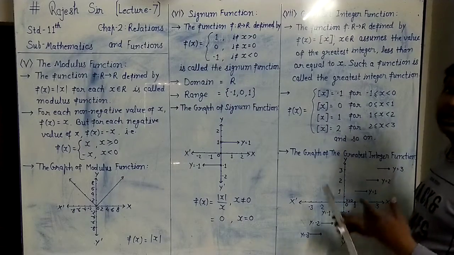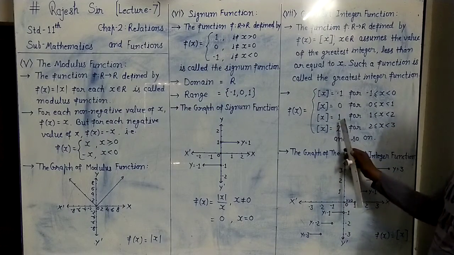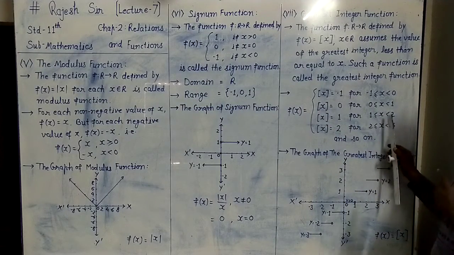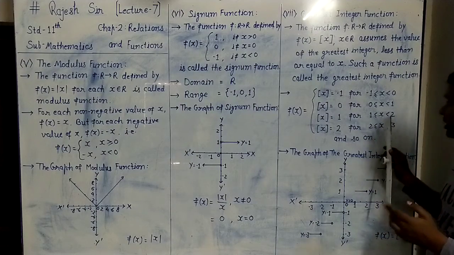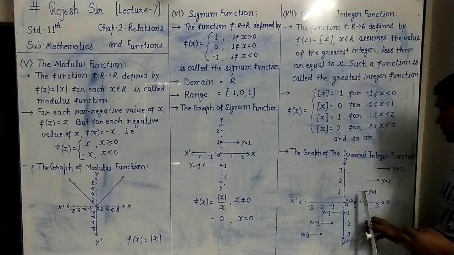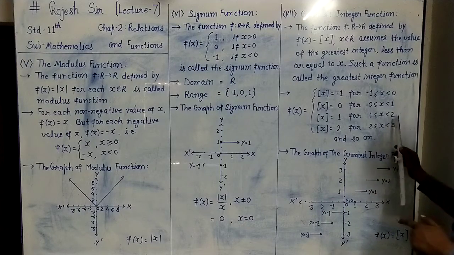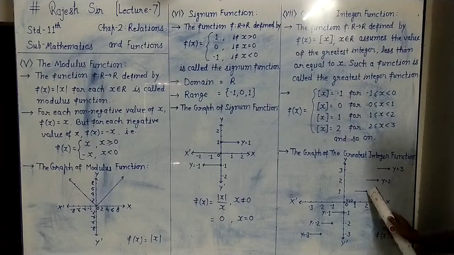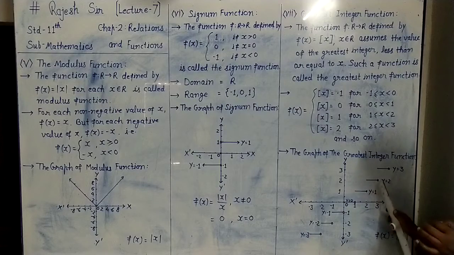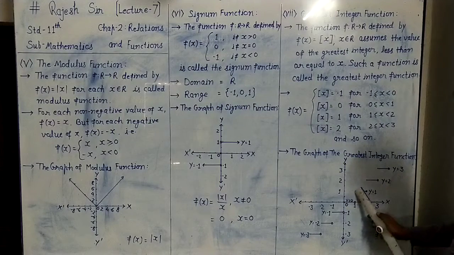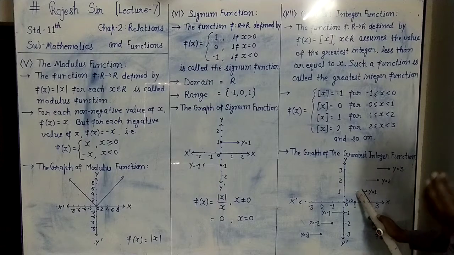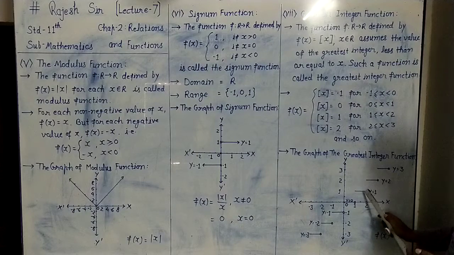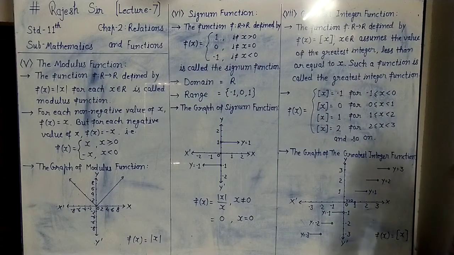For 1 less than or equal to x less than 2, it means 1 or more than that but less than 2. It is always 1. This graph is here. It is not 2 but less than 2, and this starts from 1. This line shows it always has its value 1, so y equals to 1.